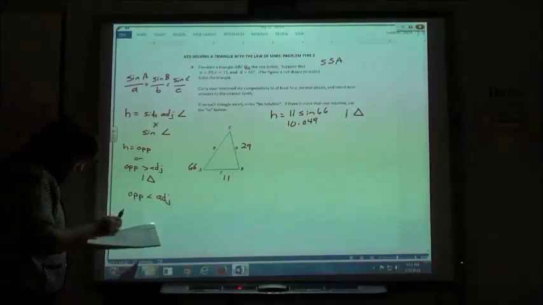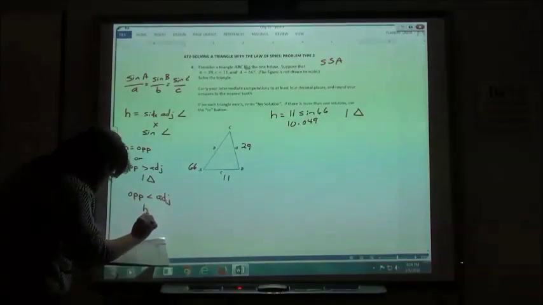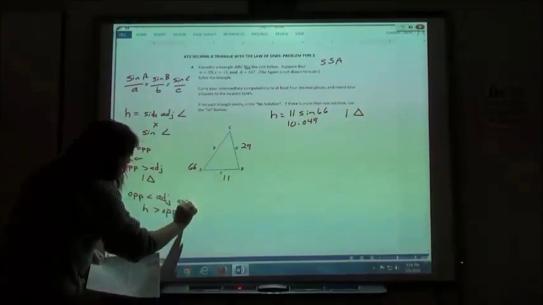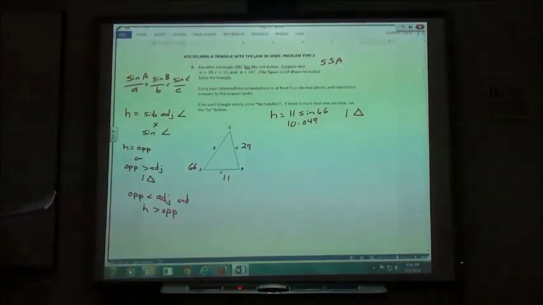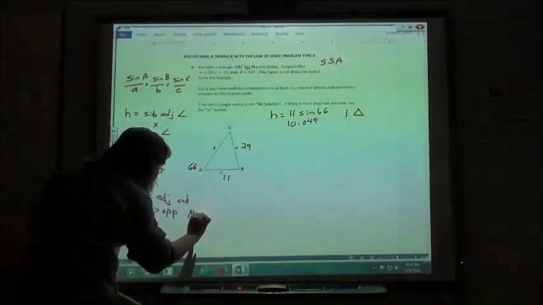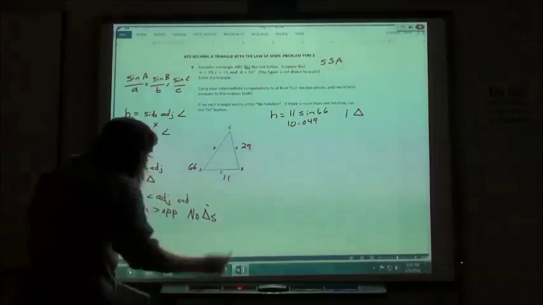If my opposite side is less than my adjacent side, and H is greater than my opposite side. So if my opposite is less than my adjacent and H is greater than the opposite, then we're going to have no triangles.